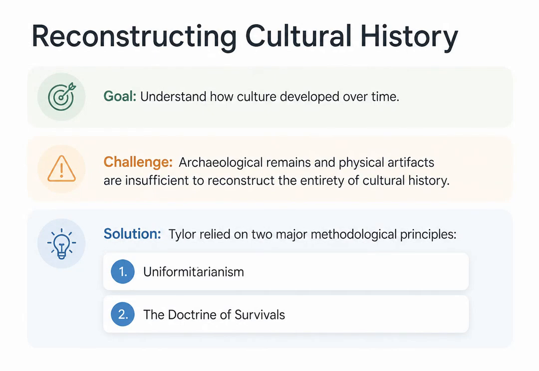Having defined culture, Tylor set out to reconstruct its history. He wanted to understand exactly how culture had developed over time. This presented a massive methodological challenge because physical artifacts and archaeological remains are simply insufficient to reconstruct the entirety of human cultural history. To bridge this gap, Tylor relied on two major methodological principles: uniformitarianism and the doctrine of survivals.